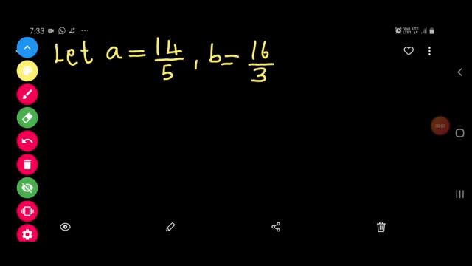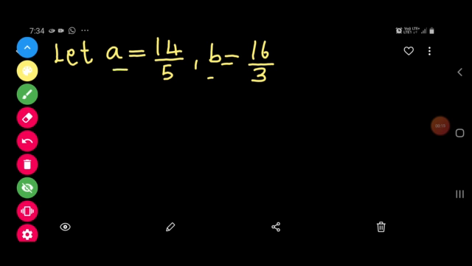Good morning, students. Let us discuss now question number 8 in exercise 1.1. Use the method of averages to write two rational numbers between 14/5 and 16/3. We have to find two rational numbers between these two numbers.